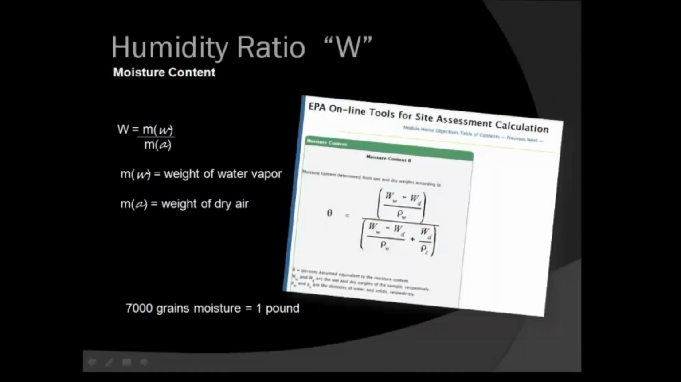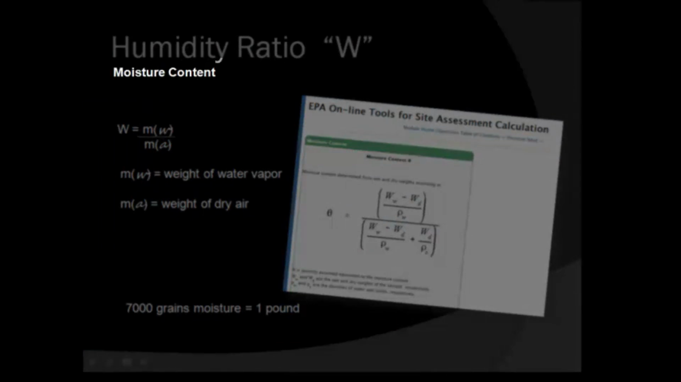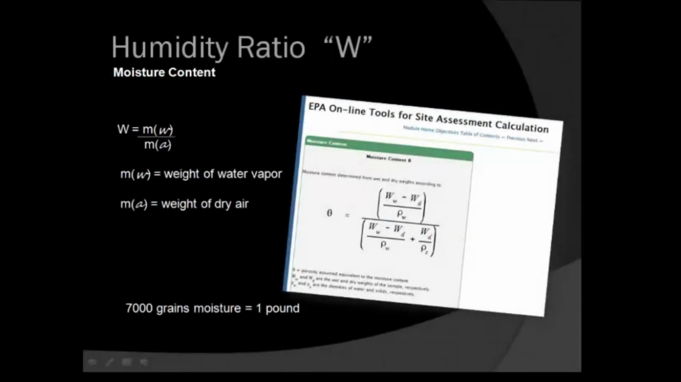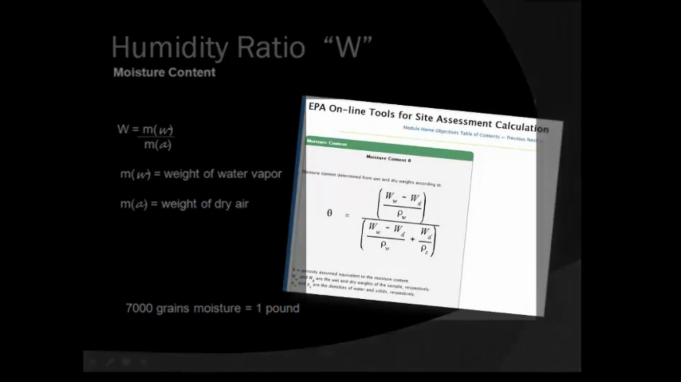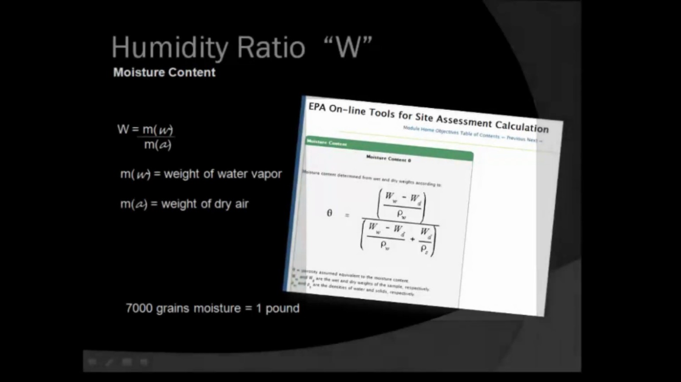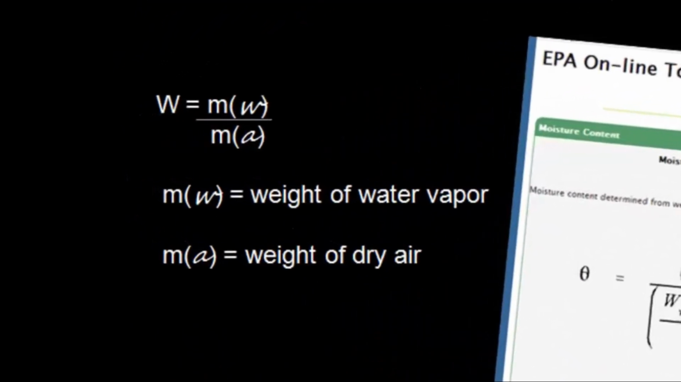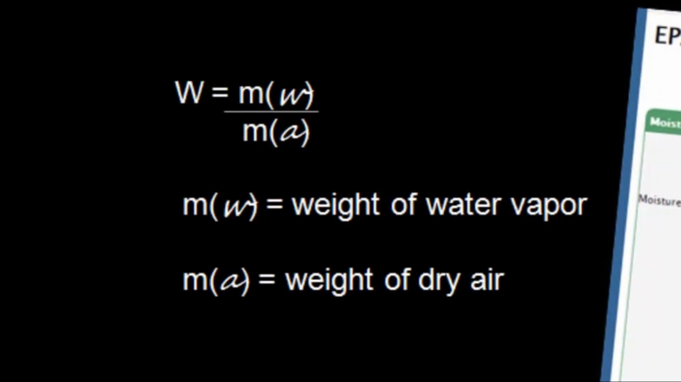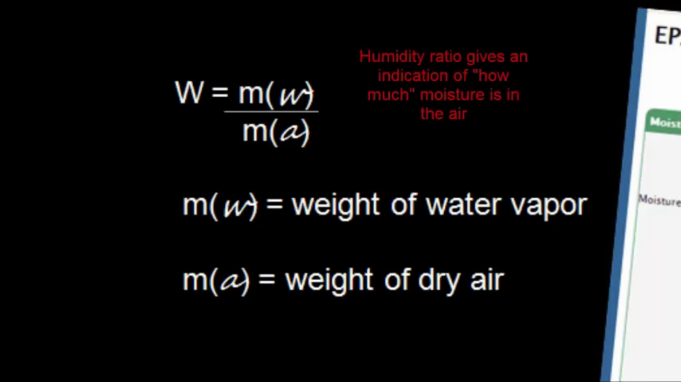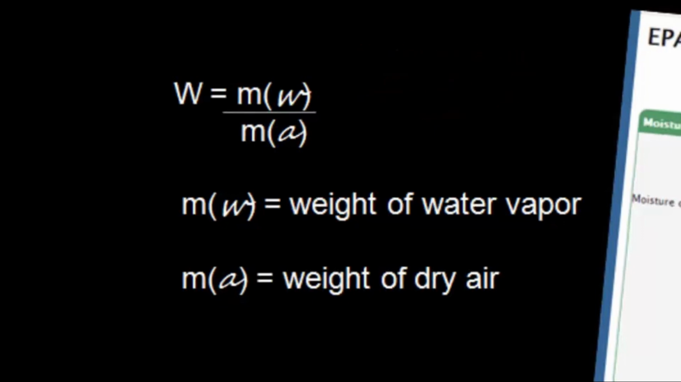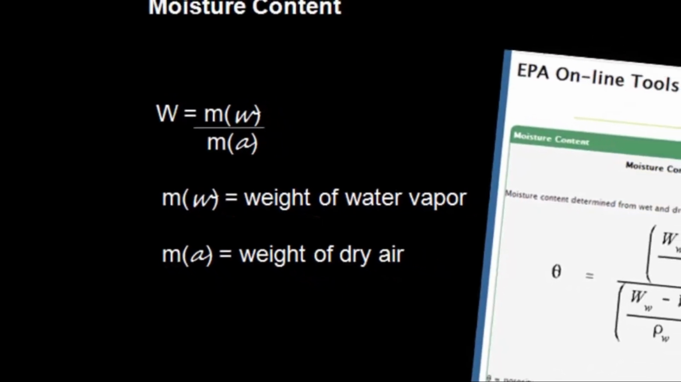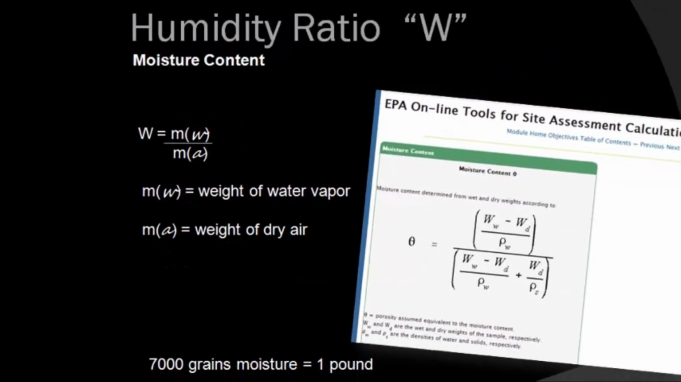Humidity ratio. Humidity ratio is also known as moisture content. The formula for humidity ratio is shown here and looks pretty complicated. But basically, humidity ratio is simply the weight of the water vapor per pound of dry air. Humidity ratio gives us an indication of the actual weight of the water in the air. Presented another way, if we could take a pound sample of air and squeeze out all the water, the humidity ratio would be the amount of water in pounds relative to the amount of dry air in pounds.